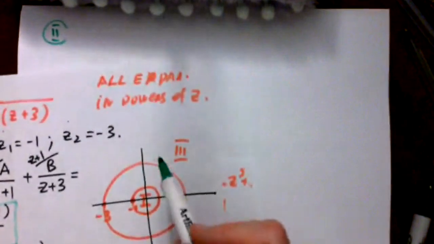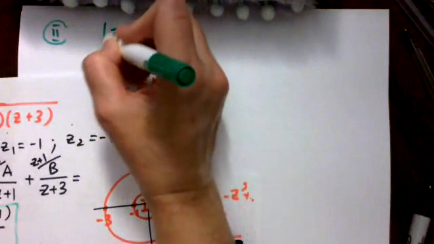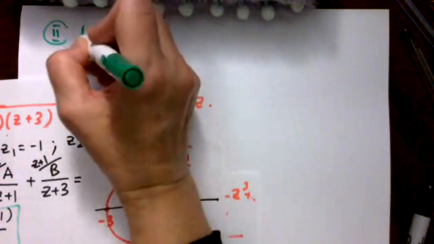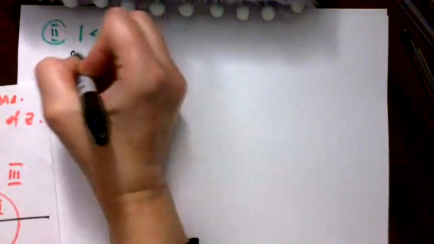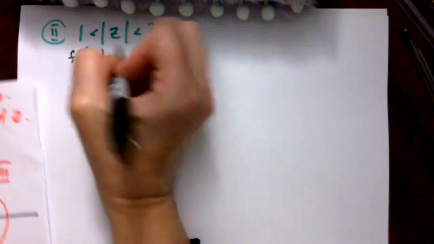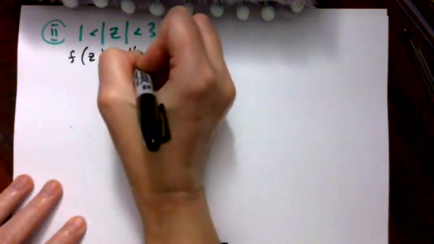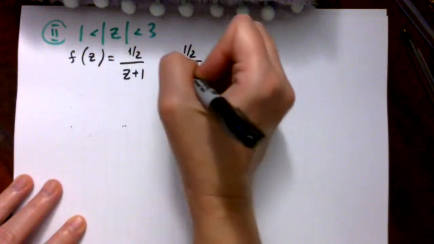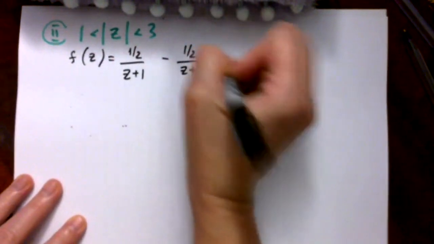It actually could be called a ring. So the ring can be written as absolute value of z between 1 and 3, between radii 1 and 3. And so what do we have in this region? Let me copy our function here again. It's sliding out of screen. So our function looks like this: 1 over 2 divided by z plus 1, minus 1 over 2 divided by z plus 3.